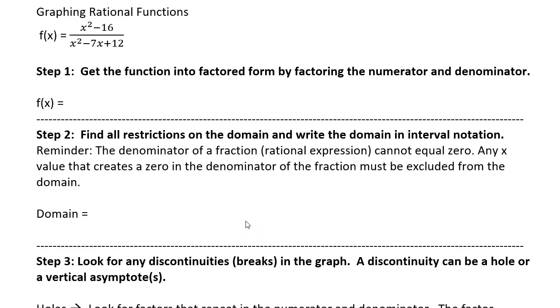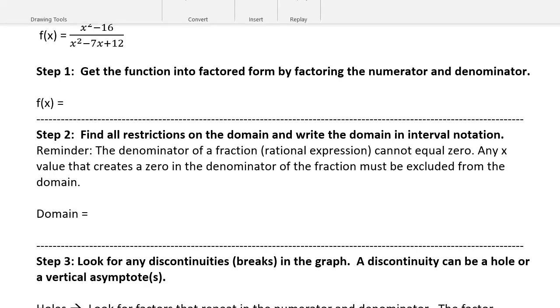Hello and welcome to this video, and we are going to get into the specifics of graphing rational functions and all of the different things that you have to think about. So the first thing you always want to do is get the function into factored form if it's not already in factored form.